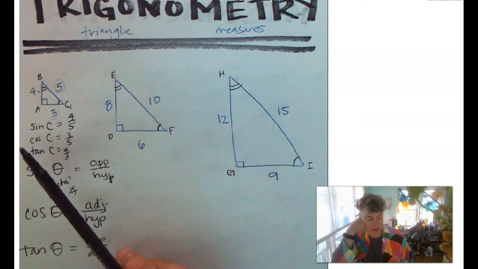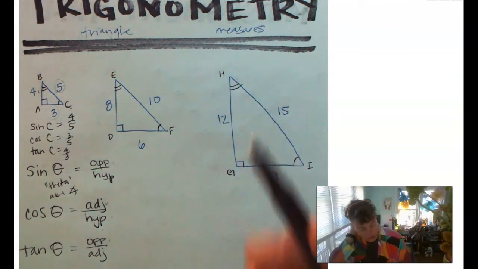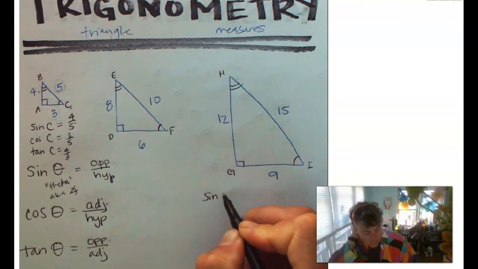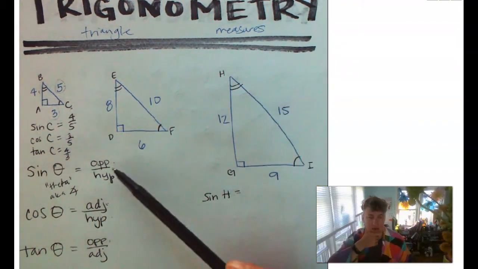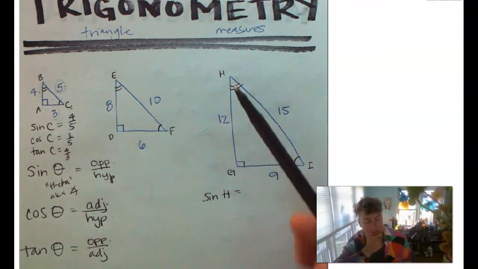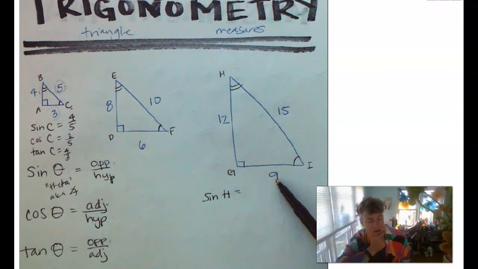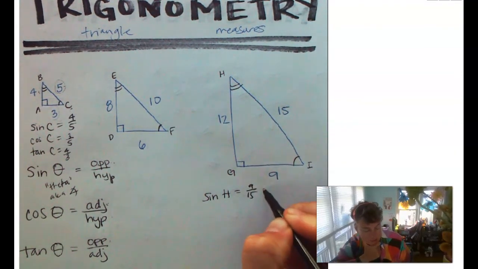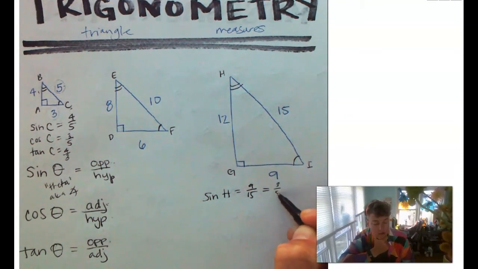Let's pick some other angle to be the theta, to be our point of reference. How about H? So let's say we'll find the sine of angle H. Sine is opposite over hypotenuse. So the opposite side to angle H is 9 over the hypotenuse, which is 15. 9 over 15, which reduces, if we divide both by 3, to 3 over 5.